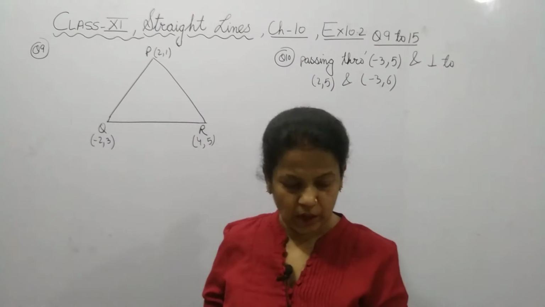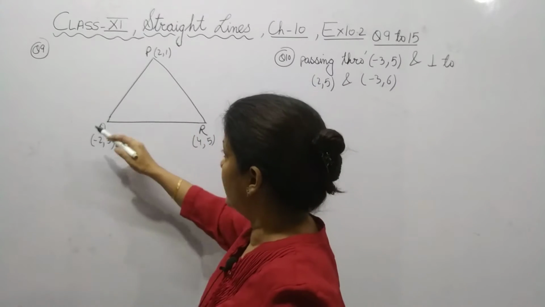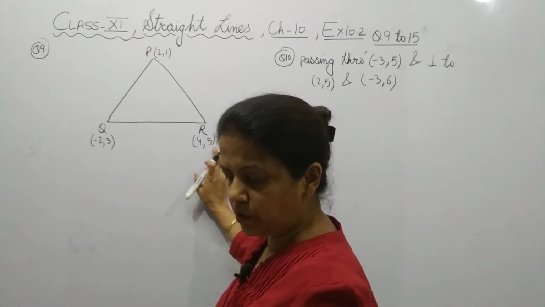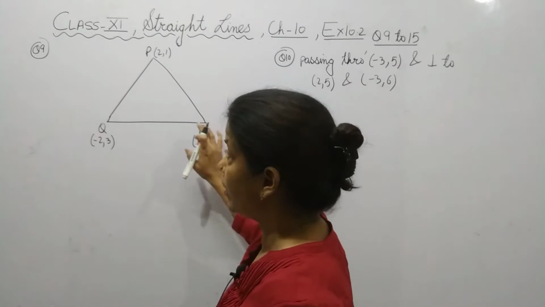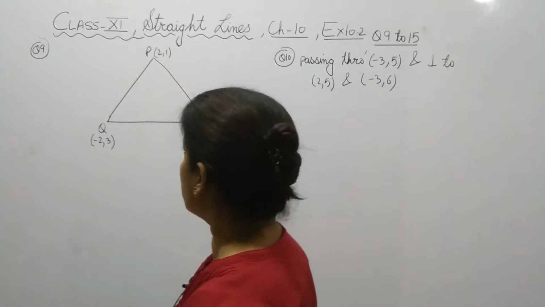Hello everyone. Question number 9. The vertices of the triangle PQR are given here. Find the equation of the median passing through the vertex R. Equation of the line of a median passing through vertex R.